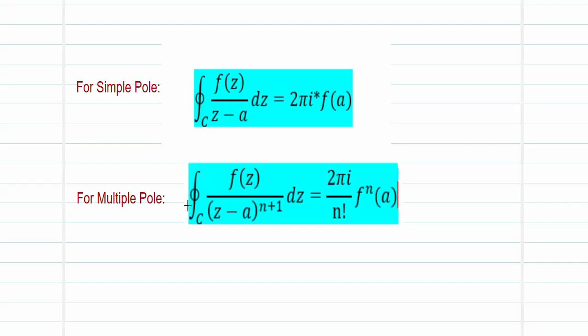And for a multiple pole, namely when z minus a is going to be taking some power, then the value of the integral is given by 2 pi i by n factorial times f^n of a. n stands for the derivative, so it's the nth derivative at a. We will quickly try to apply these formulas to a problem.